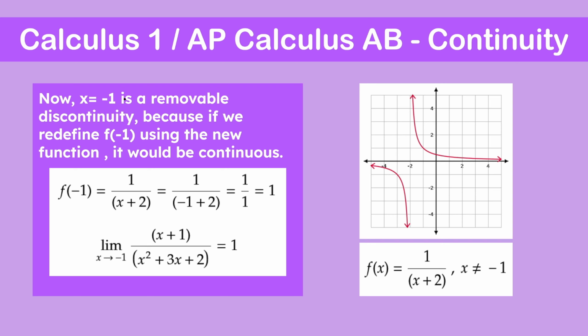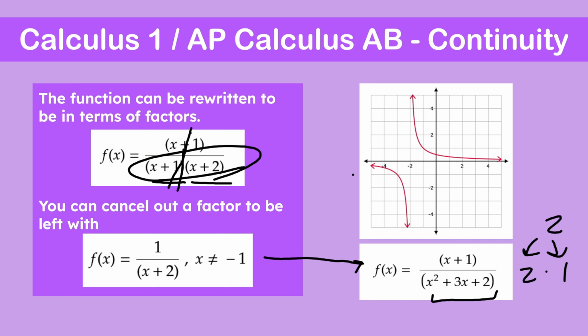Okay, so now we have determined that x equals -1 is a removable discontinuity, because if we redefined f of -1 using the new function, it would be continuous. So let's plug in f of -1. We have 1 over (x + 2), which is equal to 1 over (-1 + 2), and that's the same thing as 1 over 1, or 1.